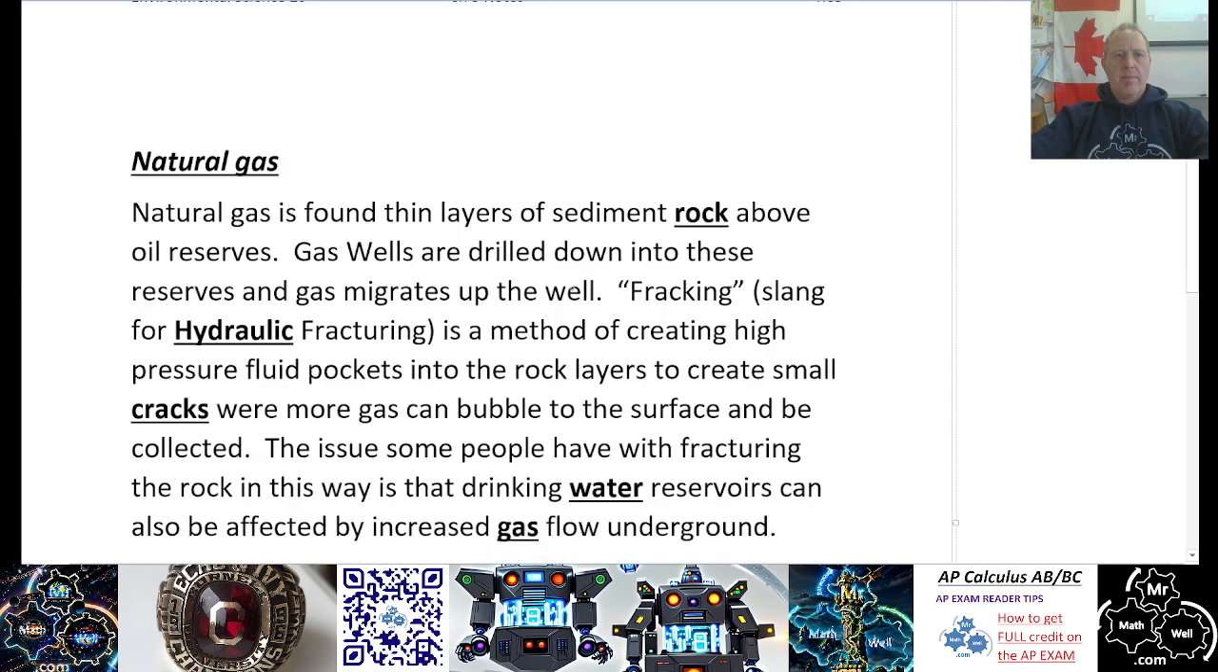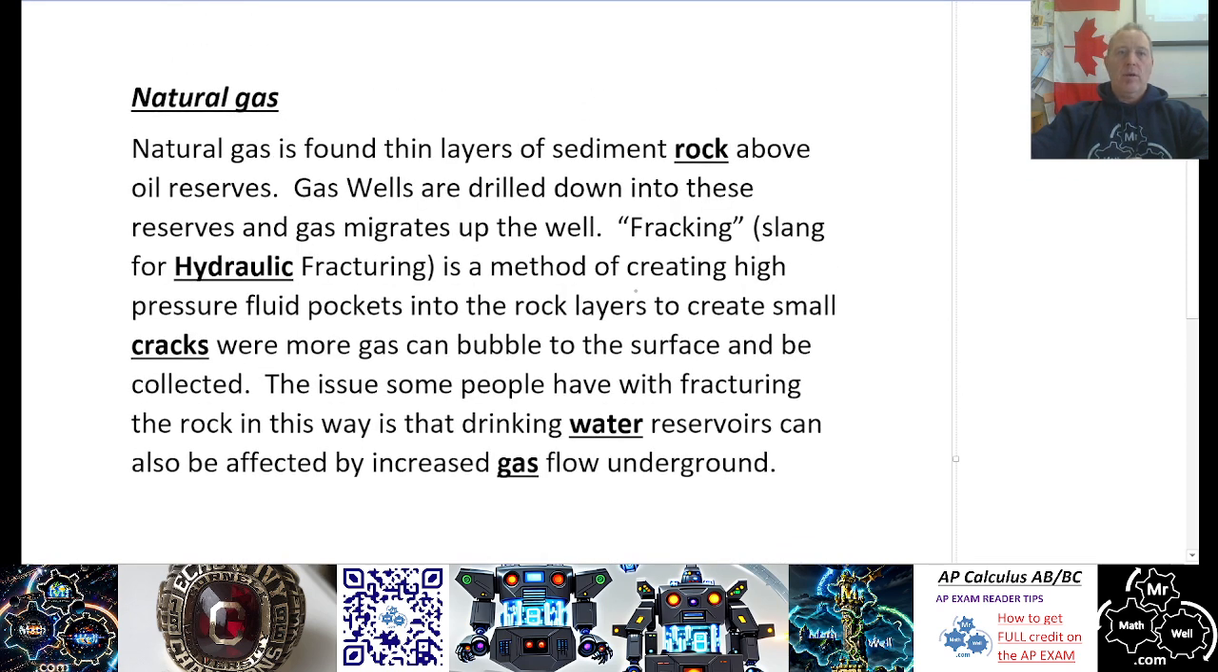Let's make sure I didn't miss anything. Natural gas is found in thin layers of sediment rock above oil reserves. Gas wells are drilled down into these reserves, and gas migrates up the well. So you have your oil, and then above that is the gas that's been released and trapped inside the rock. So if you tap down not quite as far, you get into the gas areas.